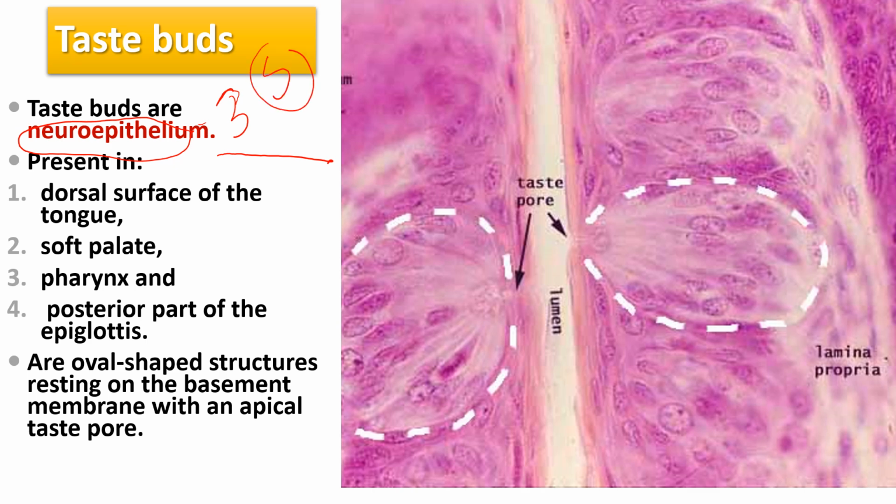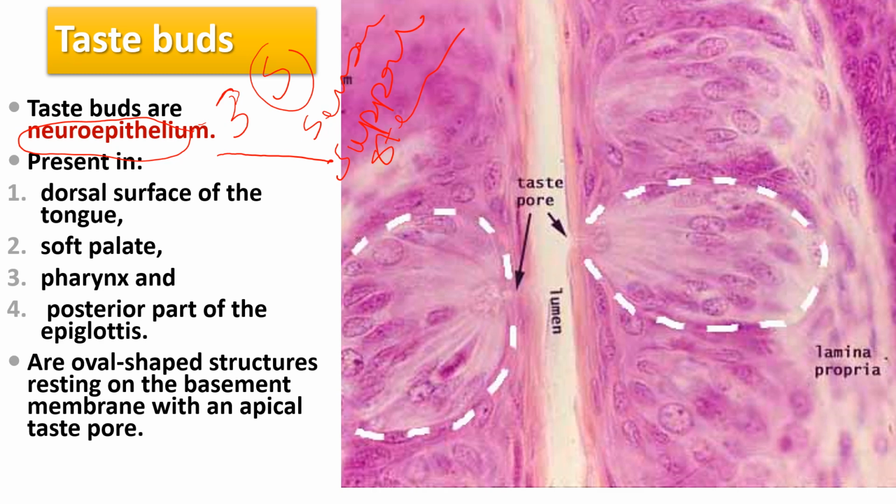The first one is the cell which is going to detect the sensation, so it is the sensory cell. The second type will be supporting the first to protect it as it is a precious cell, so it will be the supporting cell. The third one will be for regeneration, so it will be the stem cell. So for any neuroepithelium, you have to find these three cells: sensory cell, supporting cells, and stem cell. Our neuroepithelium today is the taste bud.